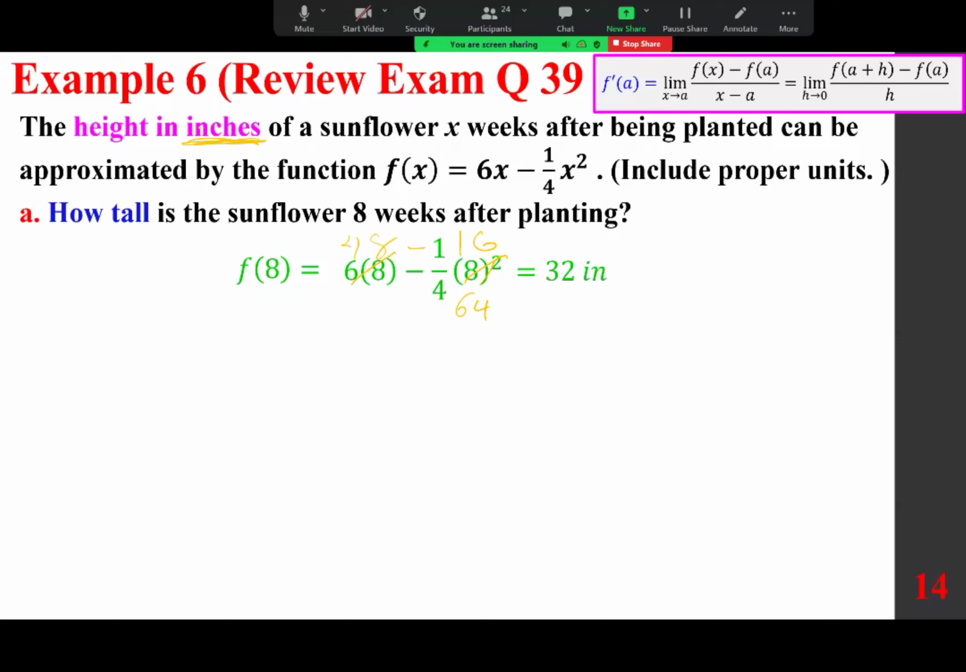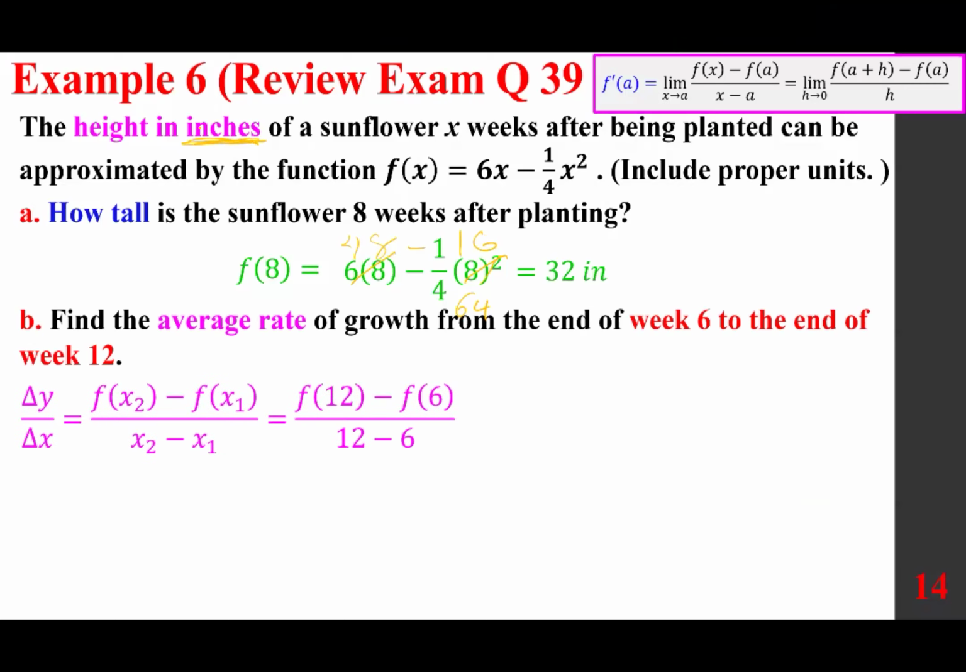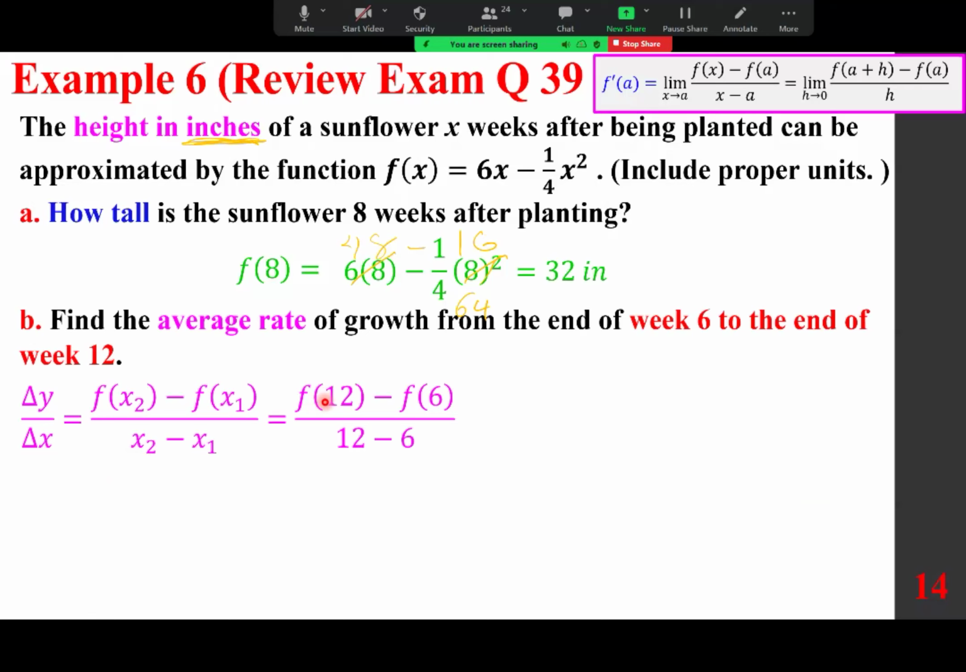It's elementary algebra, where part B is also elementary algebra. We want to find the average rate of growth from the end of week 6 to the end of week 12. Average. So delta y over delta x. f of x sub 2 minus f of x sub 1 over x sub 2 minus x sub 1. In this case, f of 12 minus f of 6 over 12 minus 6.